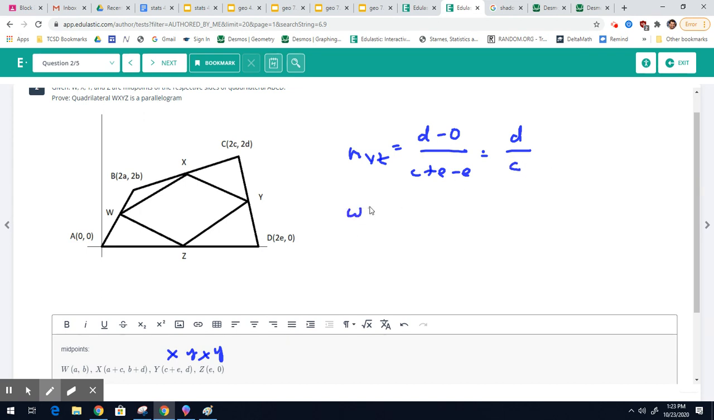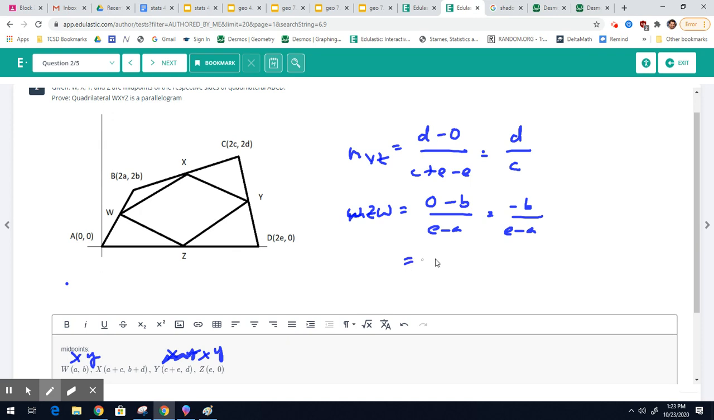And then to find the slope of ZW or WZ, right? The slope of WZ, again, I will just use this y minus this y and this x minus that x. So I'm going to do 0 minus b over e minus a. 0 minus b is negative b. E minus a is e minus a.